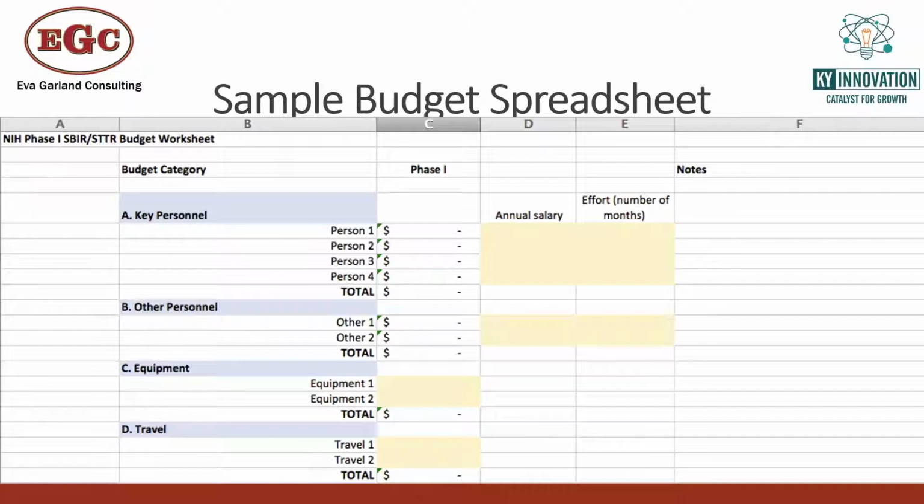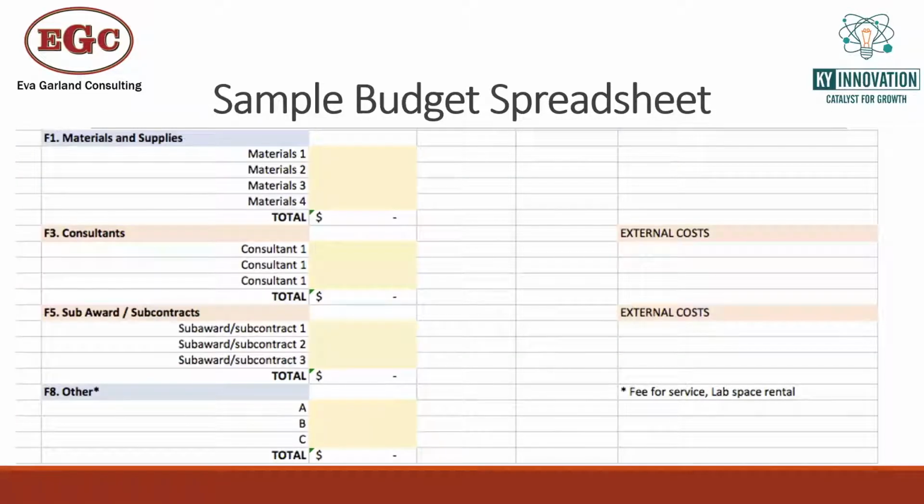Same idea with other personnel, equipment, as you can see, and then travel. Got materials and supplies, consultants, and subawards and subcontracts. And you see how they've been labeled external costs. So you want to keep that in mind. And then other could be your lab rental, fee for service, or other expenses that are not captured above.